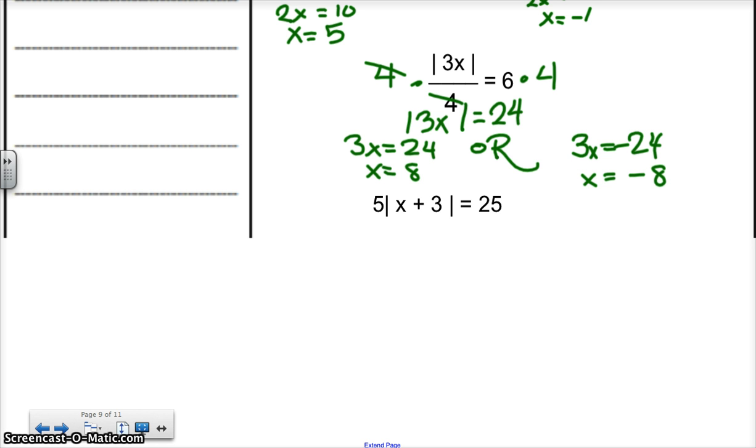So that's our learning target today, was to make sure that we could solve absolute values when they're not by themselves.